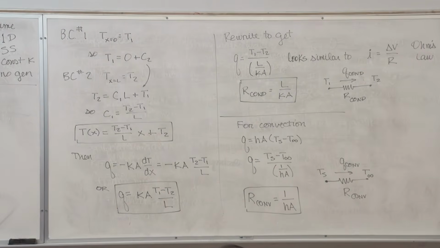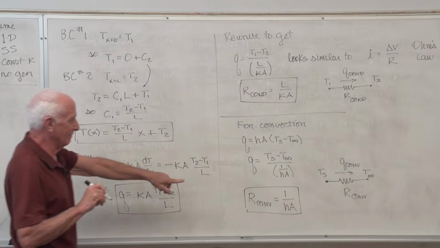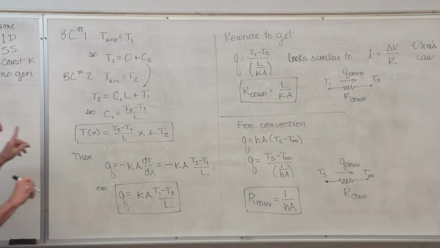What if there was convection on this wall and convection on that wall? Each wall would have a convection resistance. And there's conduction in here. So now there's three resistances: a convection resistance, a conduction resistance, and a convection resistance.